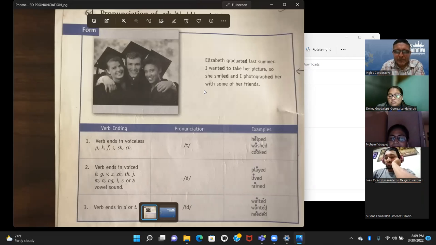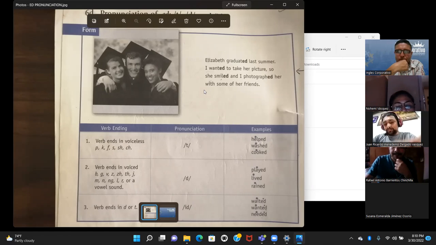Okay. It says, Elizabeth graduated last summer. I wanted to take her picture, so she smiled, and I photographed her with some of her friends. Graduated, wanted, smiled, photographed. ¿En qué terminan todos ellos? What are the last two letters? What are the two letters where they finish? The final two letters. ED.